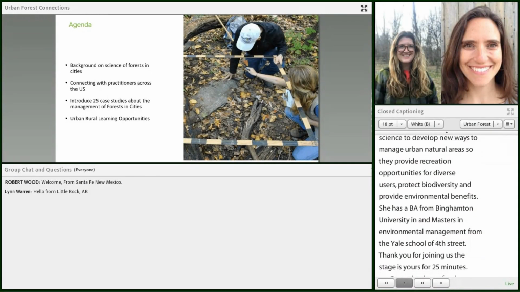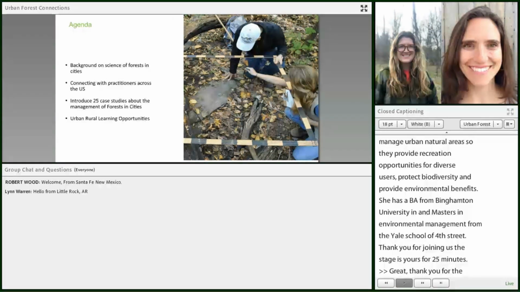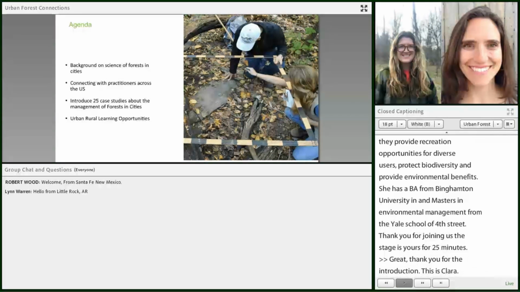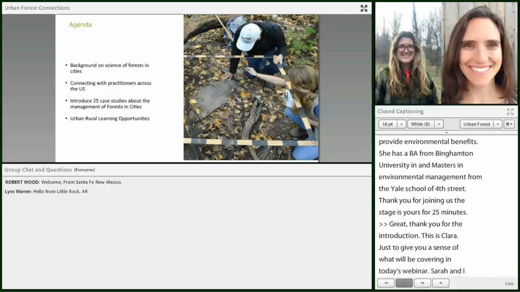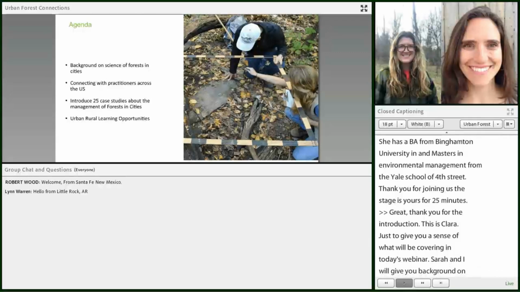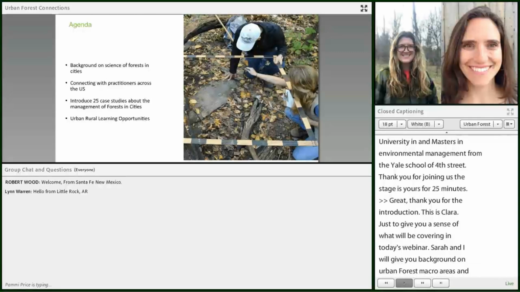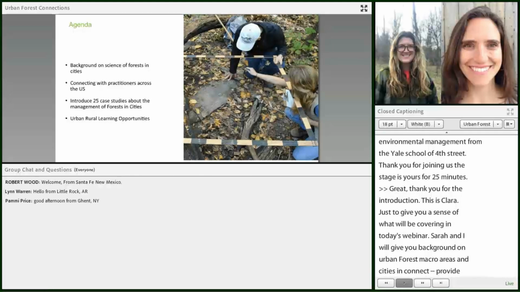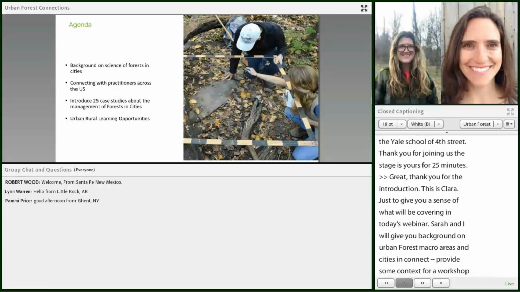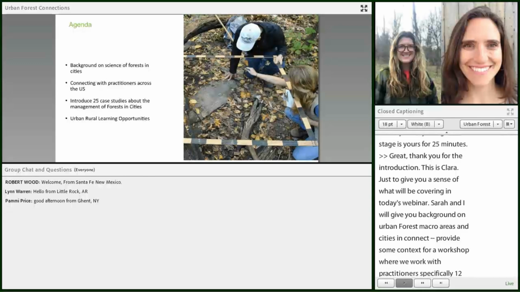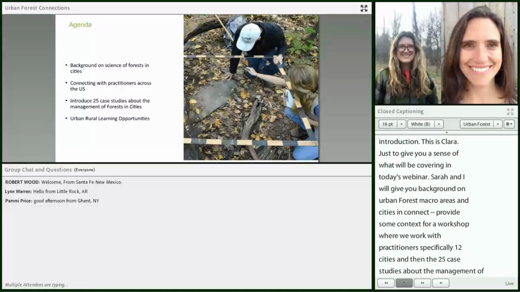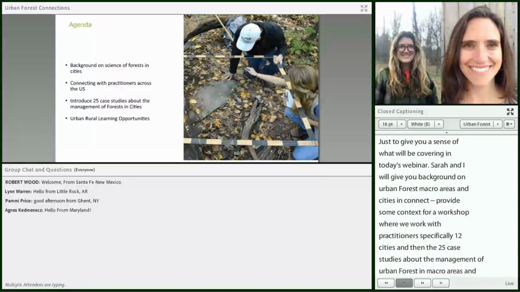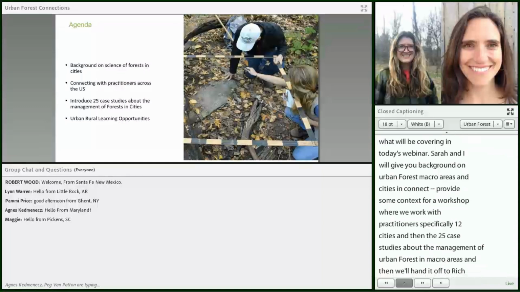This is Clara, and just to give you a sense of what we will be covering in today's webinar, Sarah and I will give you a little bit of background on urban forests and natural areas and the science of forests and cities. And then, as Bill said, provide some context for a workshop where we connected with practitioners from across the U.S., specifically in 12 cities, and then introduce the 25 case studies about the management of urban forests and natural areas in cities. And then we'll hand it off to Rich to discuss the urban silvicultural framework and urban and rural learning opportunities.